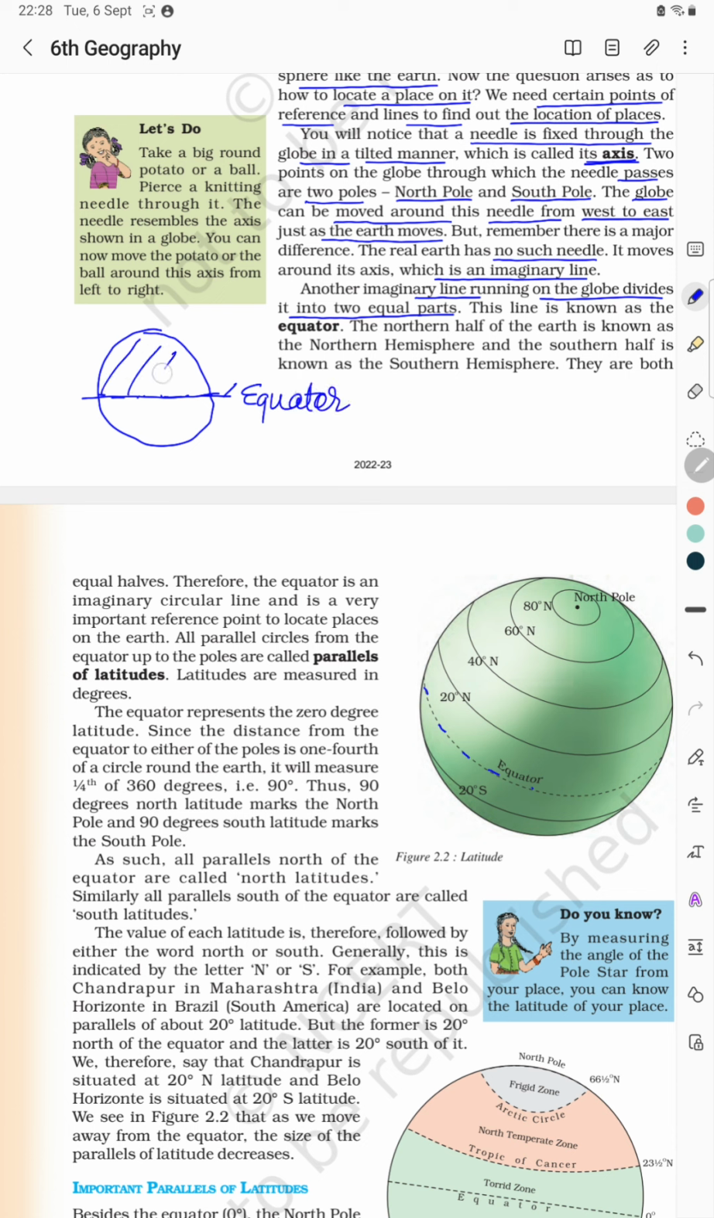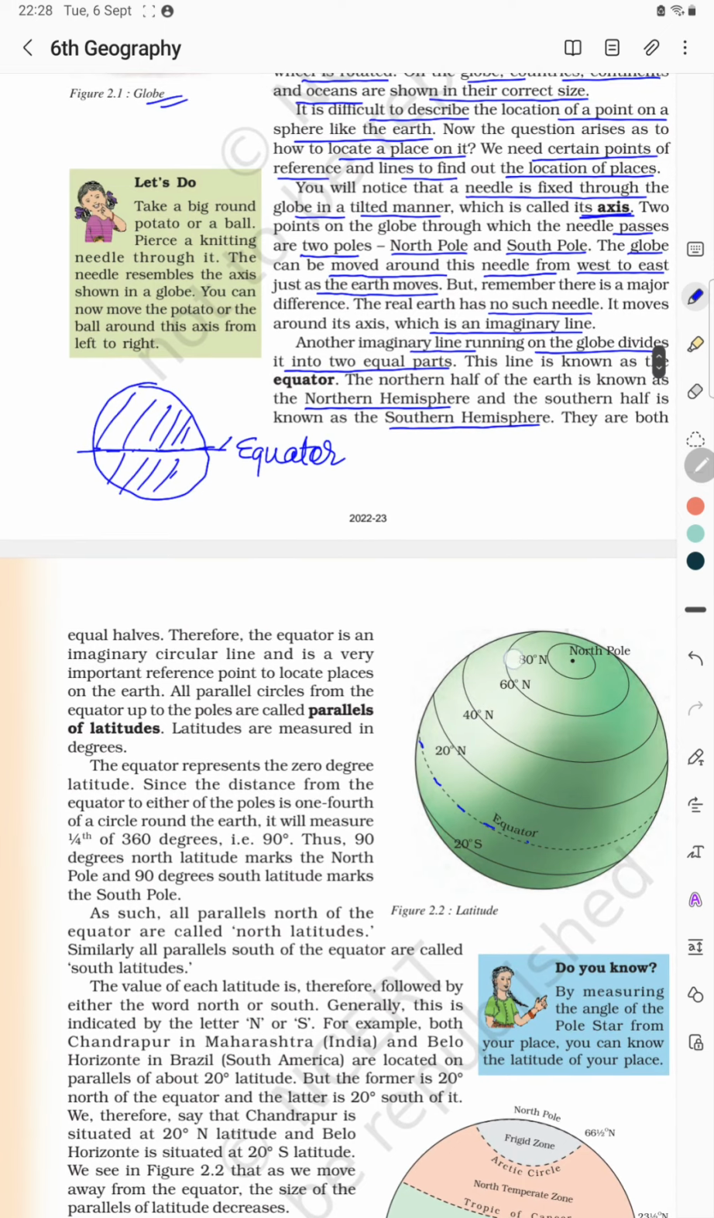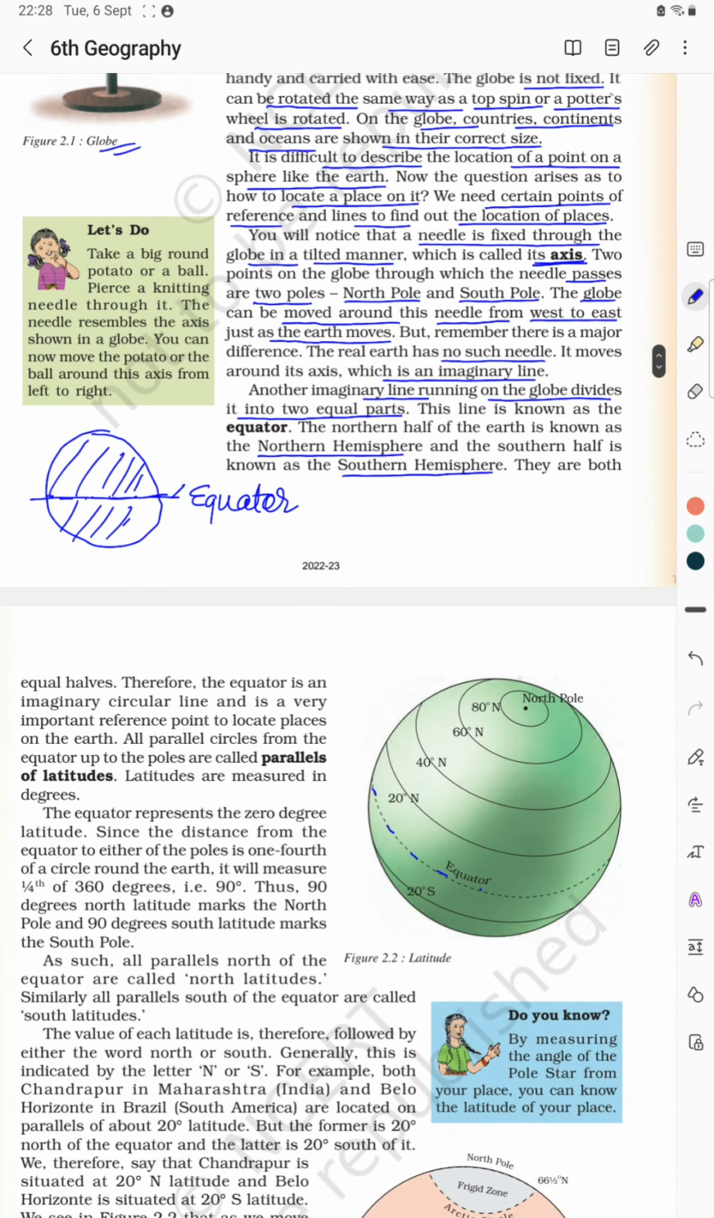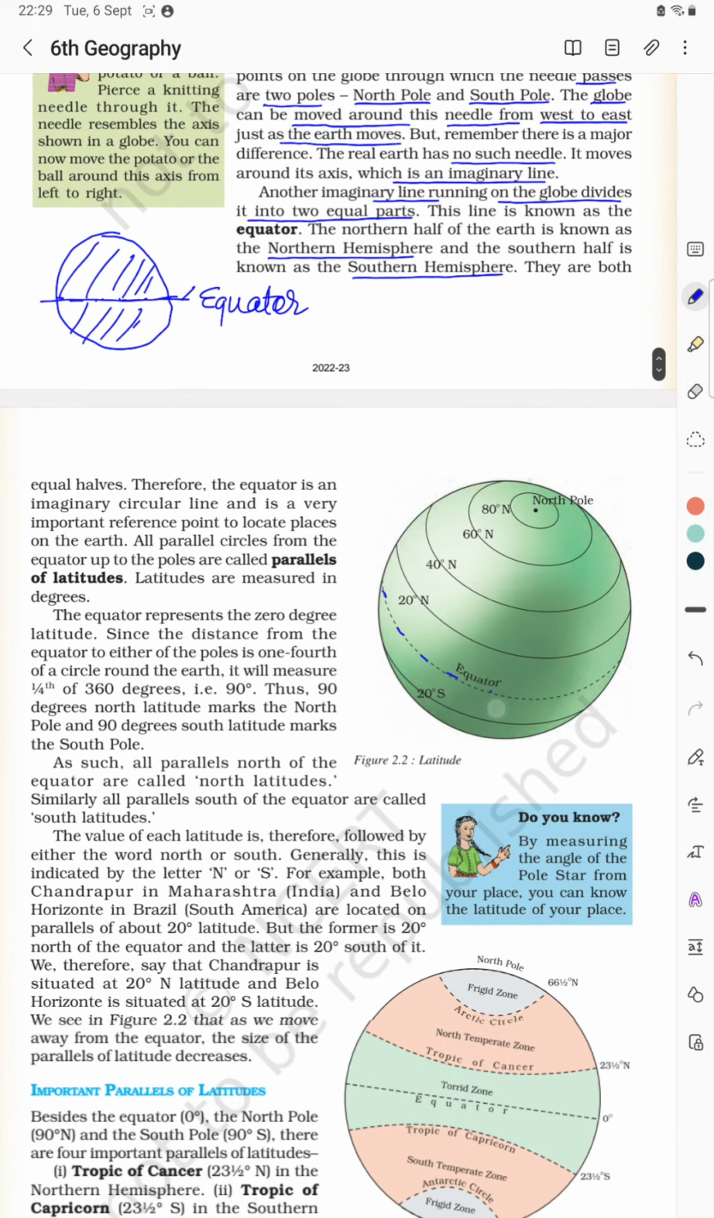So this northern half is known as the northern hemisphere and this southern half is known as the southern hemisphere. Clear? So there are two imaginary lines. One is the line about which the earth rotates, and the second divides the earth into two equal parts. The part north of the equator is called the northern hemisphere, and the part south of the equator is called the southern hemisphere. So these are both equal halves.